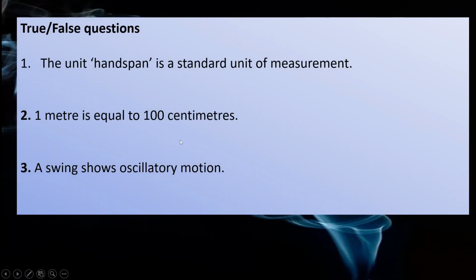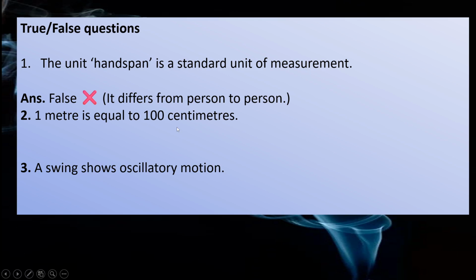True or false? 1. The unit hand span is a standard unit of measurement. False. It differs from person to person. 2. A meter is equal to 100 centimeters. Do you know the answer? Answer is true. Third one. A swing shows oscillatory motion. True.